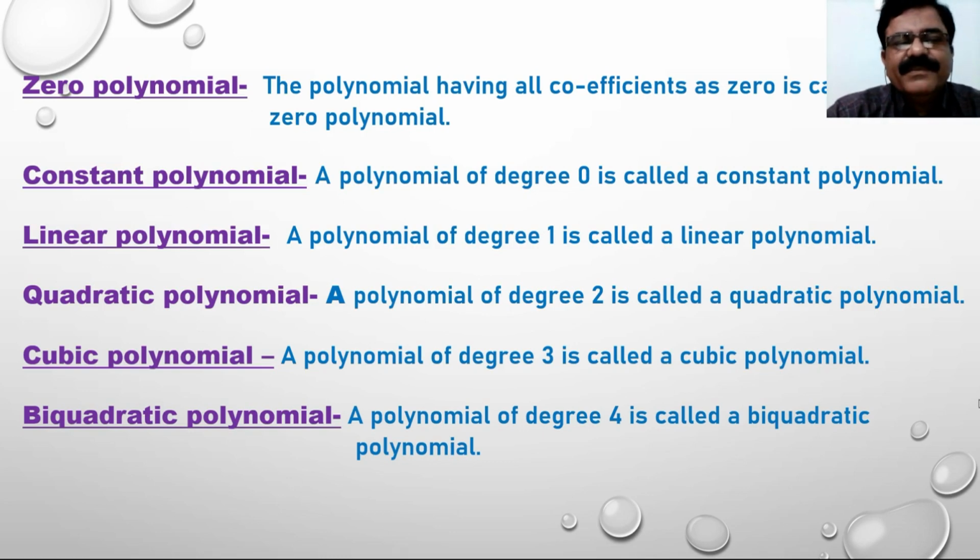Quadratic polynomial: a polynomial of degree 2 is called a quadratic polynomial. Cubic polynomial: a polynomial of degree 3 is called a cubic polynomial. Biquadratic polynomial: a polynomial of degree 4 is called a biquadratic polynomial.